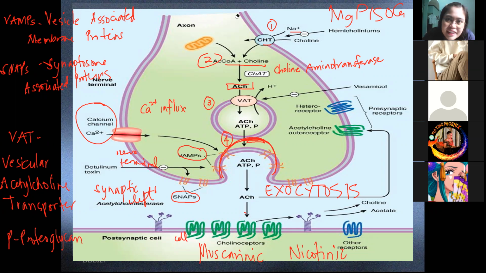The enzyme is called acetylcholinesterase, or we abbreviate it as AChE, with a small letter h. Again, this is acetylcholinesterase. This is the enzyme that will destroy or degrade the acetylcholine that is being released.